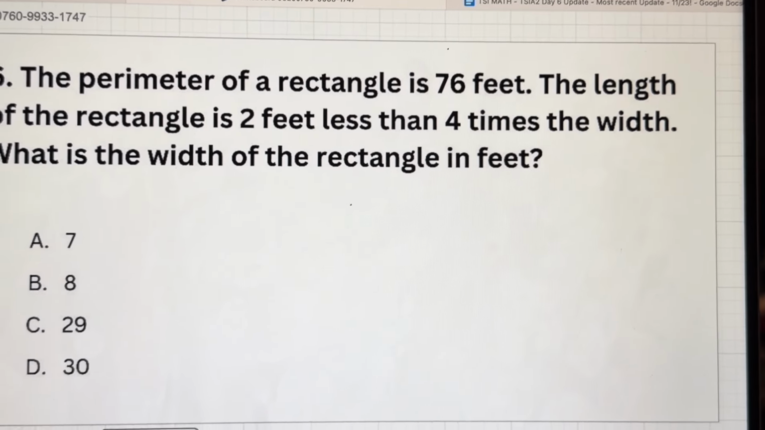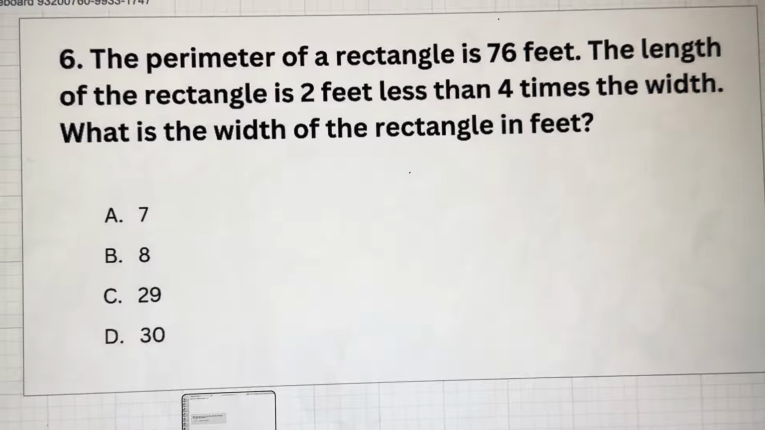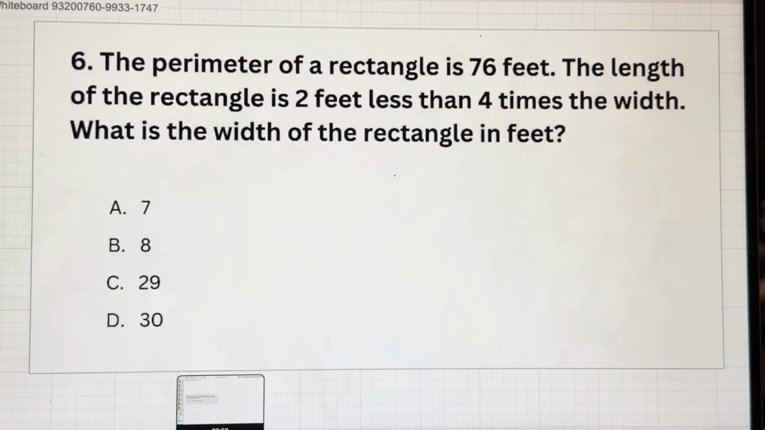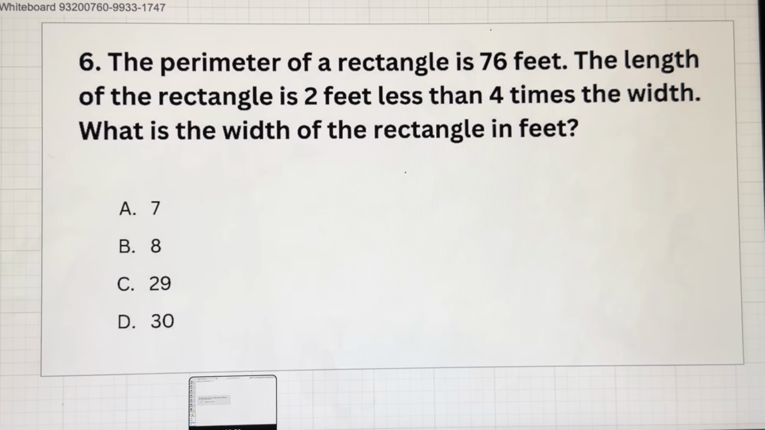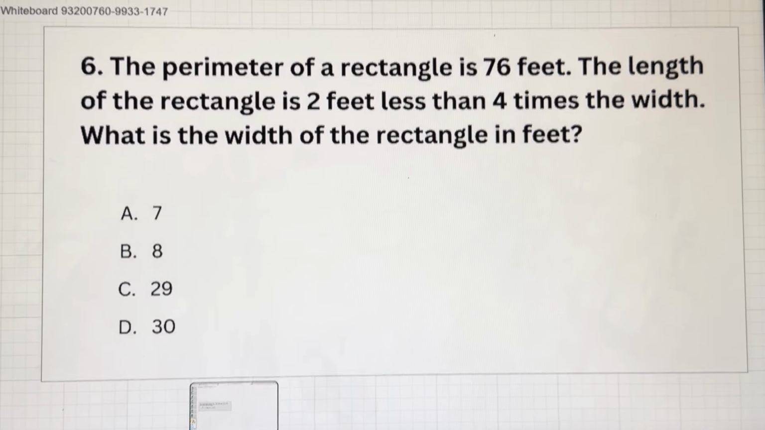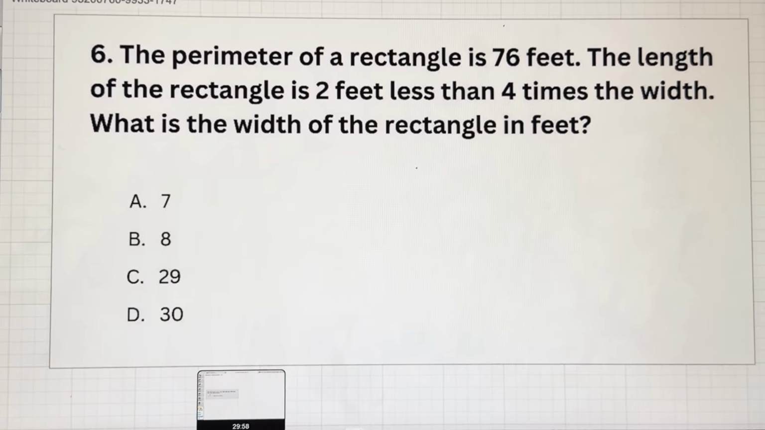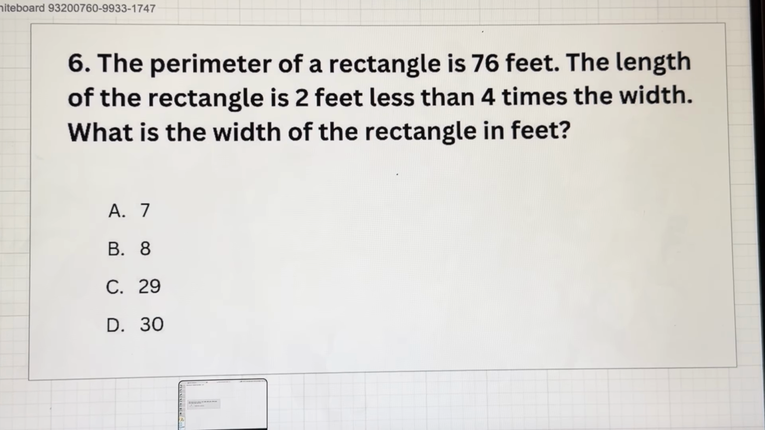The perimeter of a rectangle is 76 feet. The length of the rectangle is 2 feet less than 4 times the width. What is the width of the rectangle in feet? This is so frustrating. I hear a question like this, or I read a question like this, and it just goes right over my head. It's like, what does that even begin to mean? What do you do? It's a tough question.